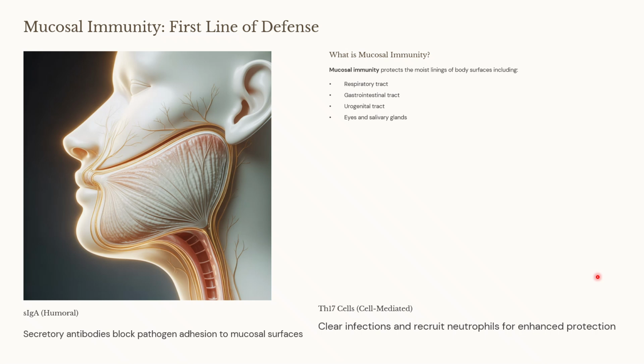How does this act? There is the IgA antibody, which is a part of the humoral immunity. They will be secreting antibodies to block the pathogen adhesion to the mucosal surfaces. The T helper 17 cells, which are a part of the cell-mediated immunity, will clear the infection by recruiting the neutrophils for enhanced protection.